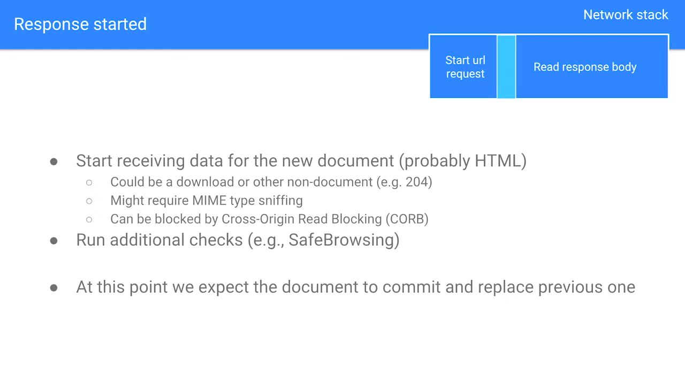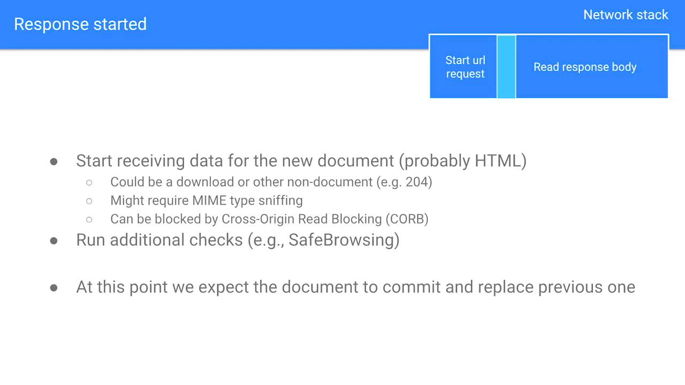Similar things exist, like the HTTP standard defines a 204 response, which the server can say, hey, I got you, but don't do anything. Just leave the old document intact. At this point also, we do MIME sniffing to verify the type. If there's a mismatch in the content type, we can try to infer what it might be. And also, at that point in time is where cross-origin read blocking comes in when it comes to security.